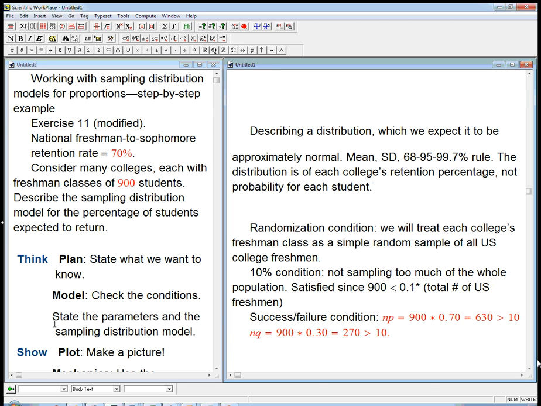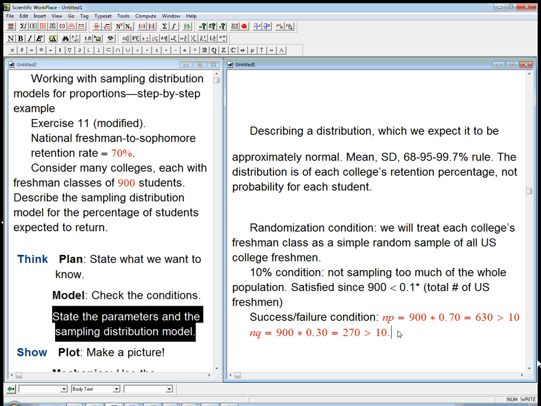And then the last thing is to state the parameters and the sampling distribution model. So we've got a normal model with the mean equal to the proportion that we expect, which is just the same proportion as we got here, 0.70. If the whole pool is 70%, then the mean of any sample should be exactly representative of that, on average.